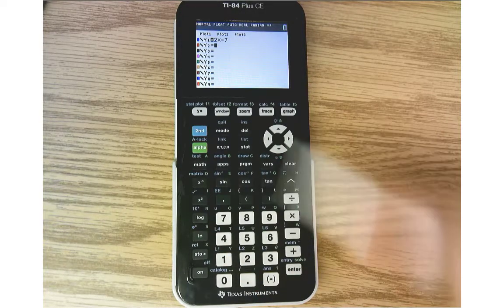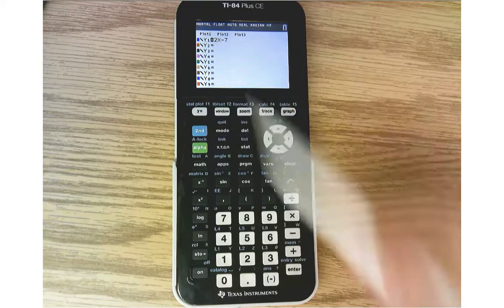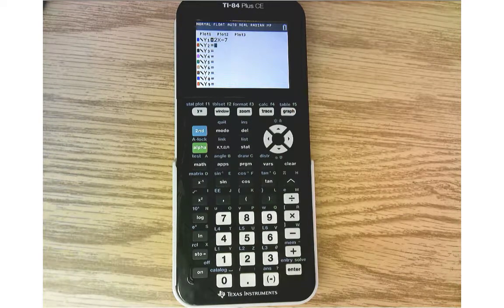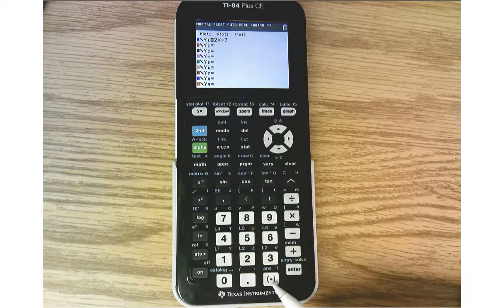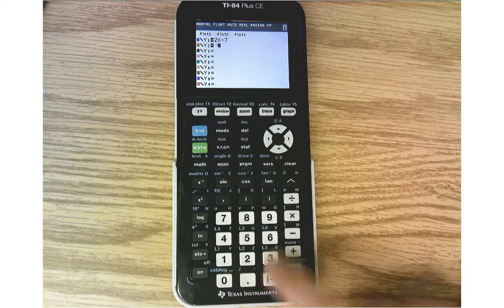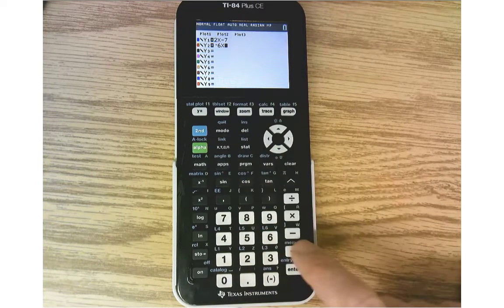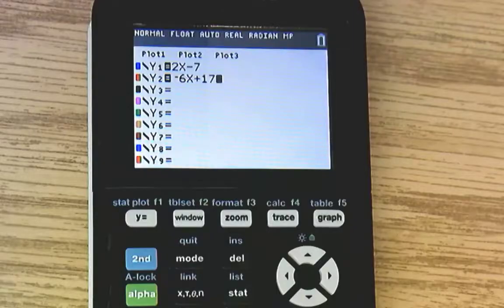The equal sign here becomes blackened, saying it's going to graph it. The next one is negative 6x from the notes. You can't use your subtraction key. You have to use your negative key right here for the negative 6x. So negative 6x plus 17. So you can pause the video quick if you need to get this all typed in.